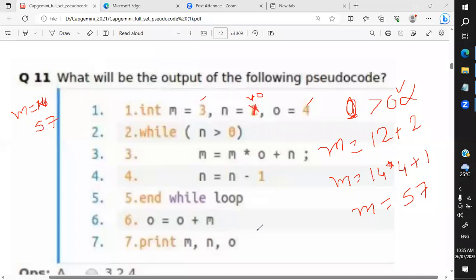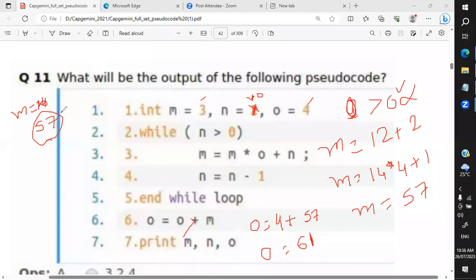Out of the while loop, what is there? O is equal to O plus M. The current O value is still 4. Did we modify it anywhere? O value? Never, right? We just used that. We never modified it. So we are taking 4 plus M value. We have to take the updated M value. Updated M value is 57. So 57. Then after that, what is that? Next. 4 plus 57 is 61. That means O value is 61. Perfect. Clear?